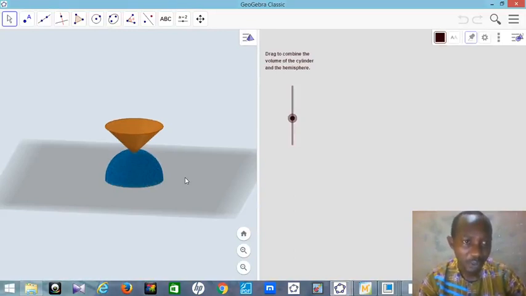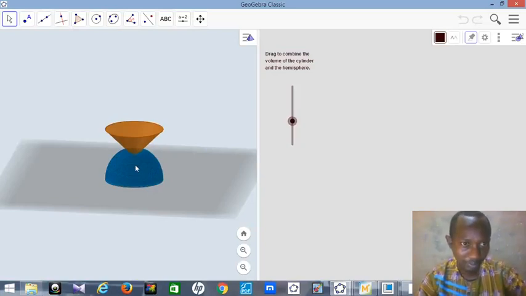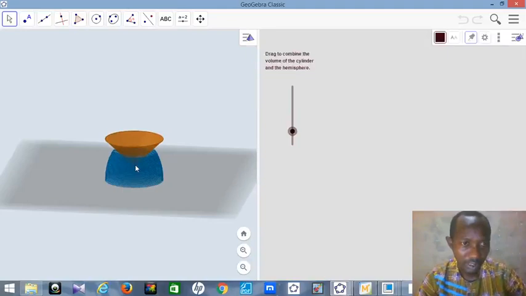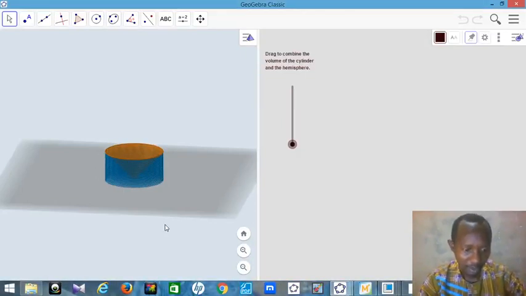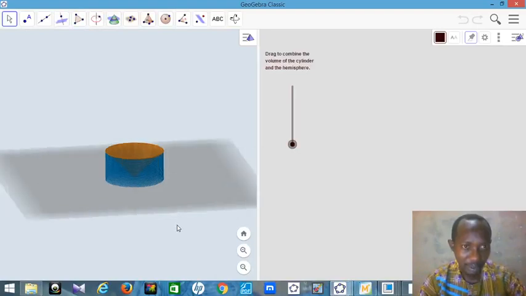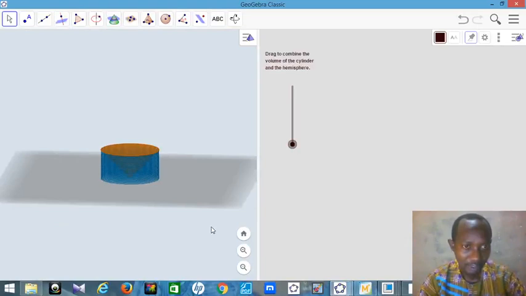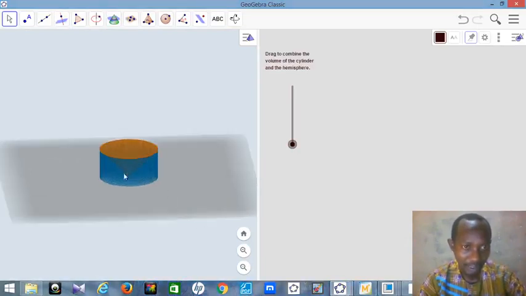If you observe something here, you will see the curved surface area of this cylinder. Let me go back so that you watch it very well. Just watch. You can see the curved surface area of the cylinder that is formed. Let me roll it around so that you see what I'm talking about. Even as I'm taking it around, we are getting the same thing because it's a curved surface.